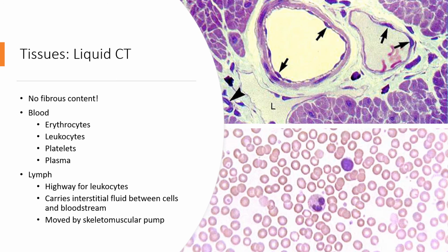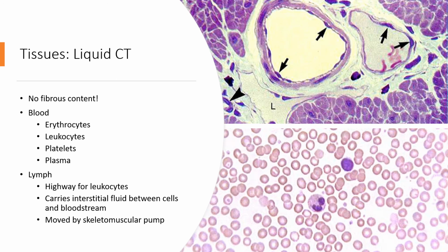You have platelets, which are these tiny little guys. They're not actually even cells. They're fragments of cells. You have megakaryocytes that break up into tiny little pieces, and those pieces are platelets. And you have plasma, which is all the liquid, the white stuff in between the cells.